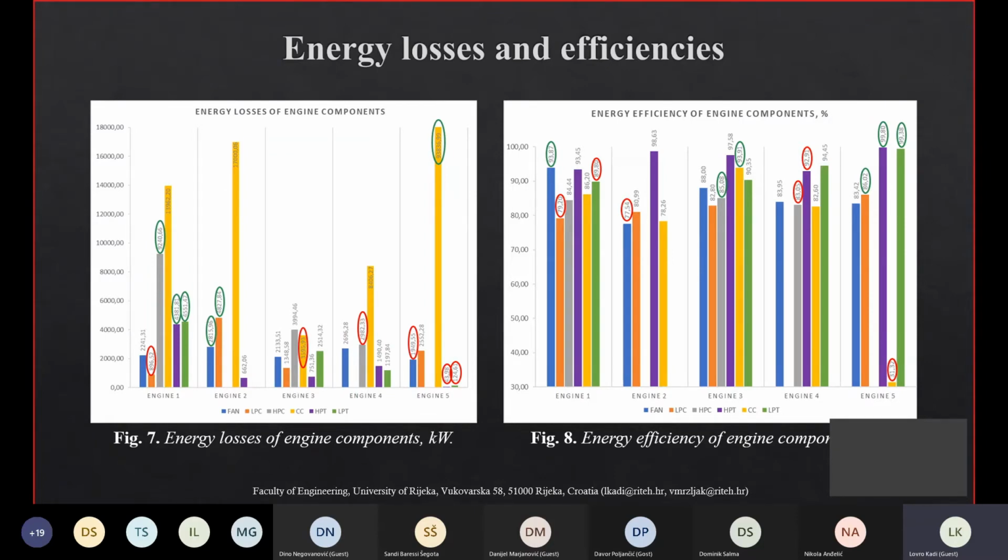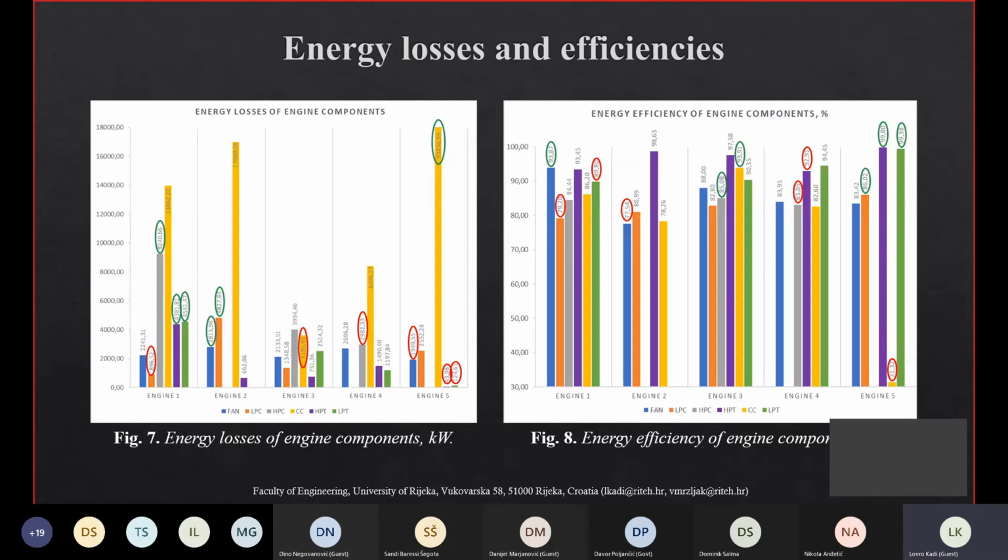Combustion chambers, the one with the biggest energy loss was in engine 5, while the one with the smallest energy loss was in engine 3. High pressure turbine with the biggest energy loss was in engine 1, while the one with the smallest energy loss was found in engine 5. Low pressure turbine with the biggest energy loss was in engine 1, while the one with the smallest energy loss was also in engine 5.